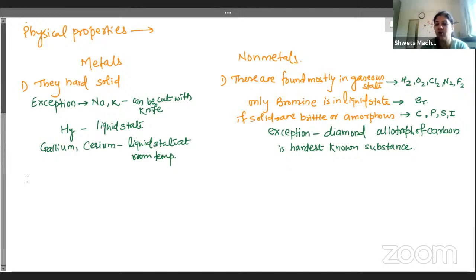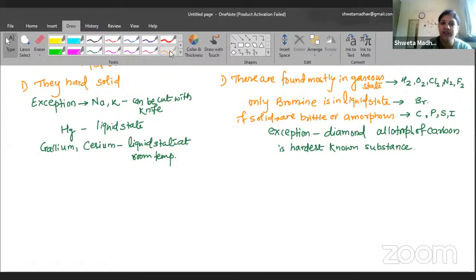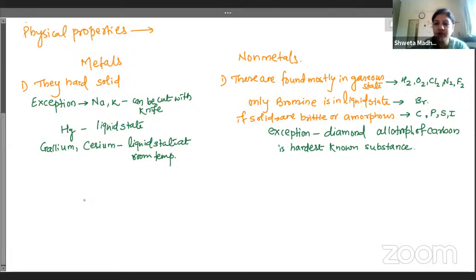That happens due to the bonding between carbon atoms, how the carbon atoms connect with each other inside that substance. Due to that, the physical property is different. Understood? So these exceptions, you know the properties, you have to remember the exceptions more.